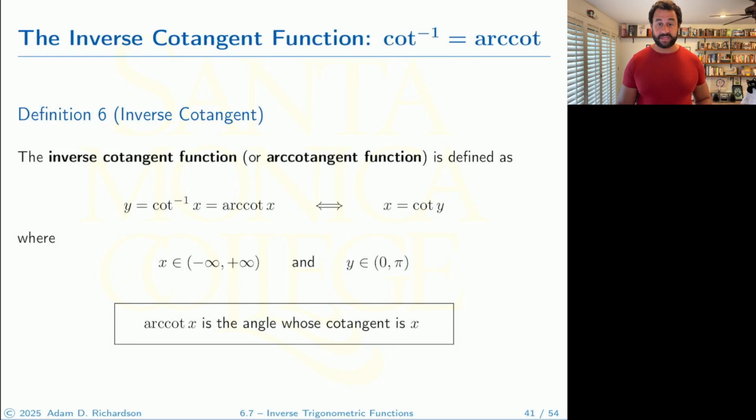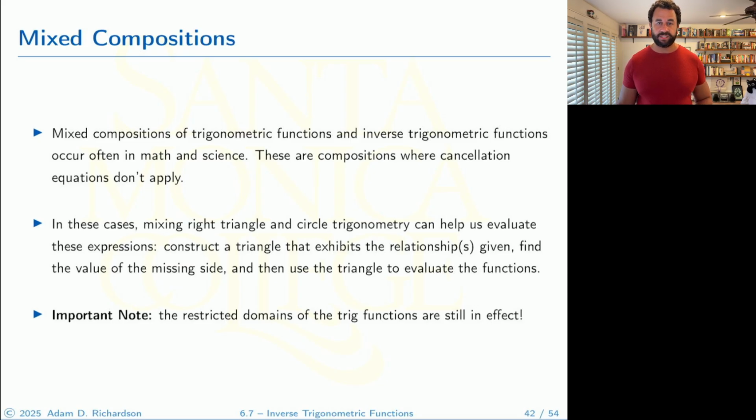Okay. Now, the next thing I want to talk about is mixed compositions, because this takes a little bit more machinery to get right. Mixed compositions of trig functions show up a lot in math and science, doing things like tangent of arc cosine of 1 or something like that, where you end up combining inverse trig functions and non-inverse trig functions in some way. And we want to be able to evaluate those expressions so that we can get those results and make meaning of them, right?